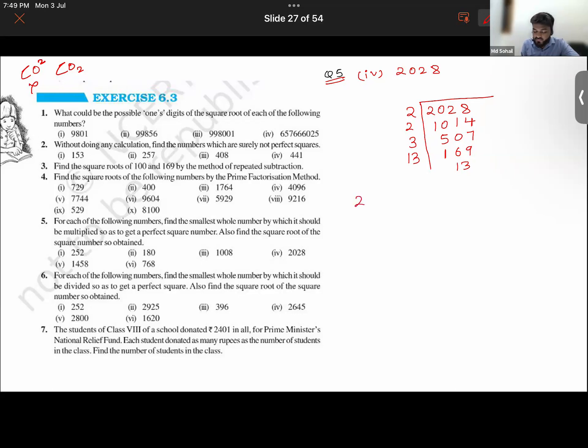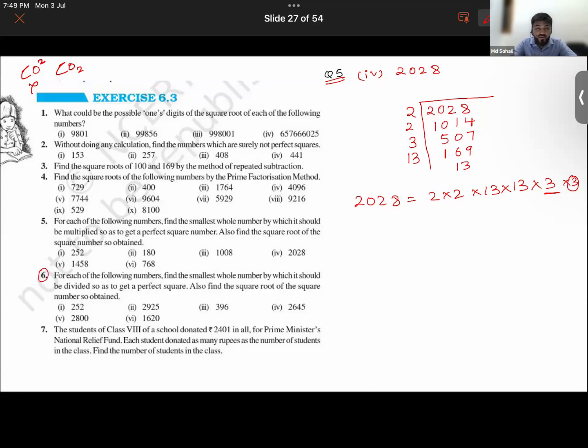Okay, so the prime factorization of 2028, we got it to be 2 multiplied 2, then 13 multiplied 13, then multiplied 3. So 3 here does not exist in pair. Hence, if you multiply the number with 3, we will get our answer. Got this now? Okay. Yes, sir. Okay, good, Ahmed.